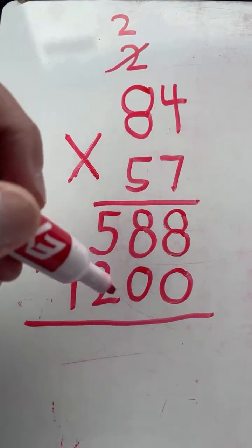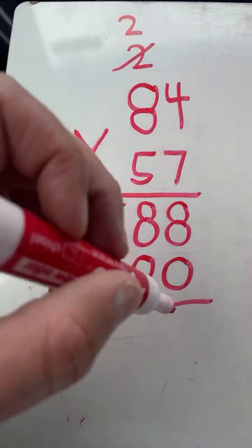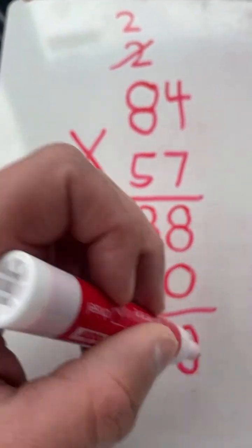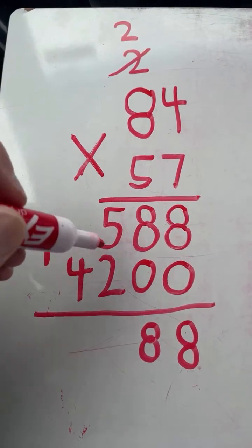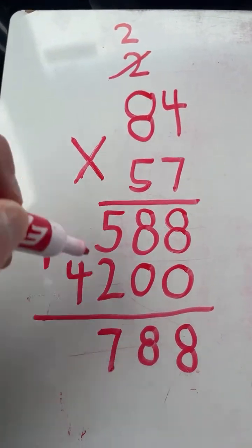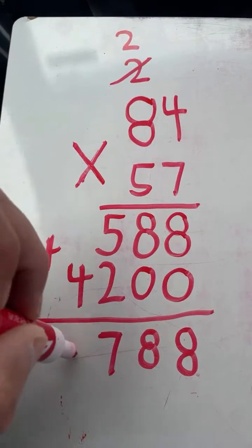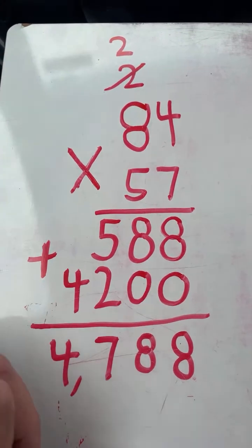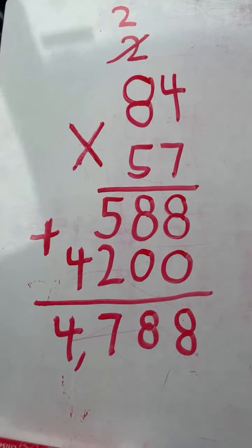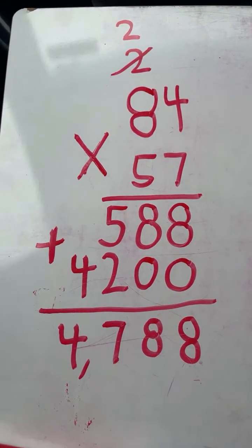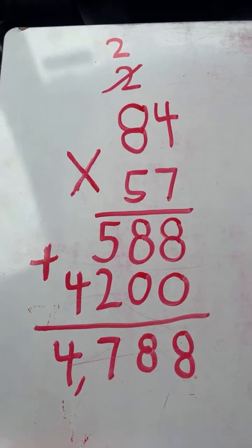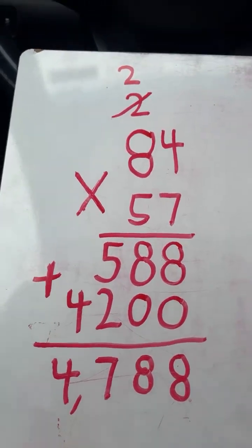Next, we have to add these two numbers together to get our final answer. So 8 plus 0 equals 8. 8 plus 0 again equals 8. 5 plus 2 equals 7. 0 plus 4 equals 4. And we have our final answer. 84 times 57 equals 4,788. All right, on to the next example problem.